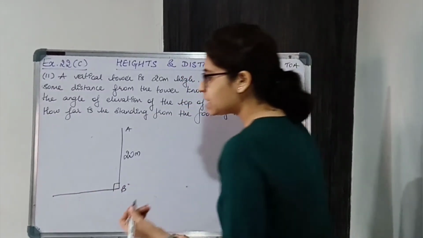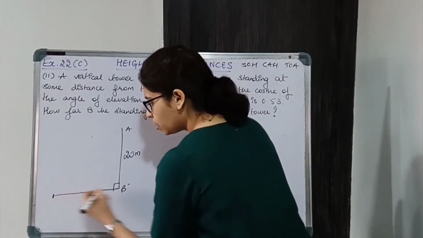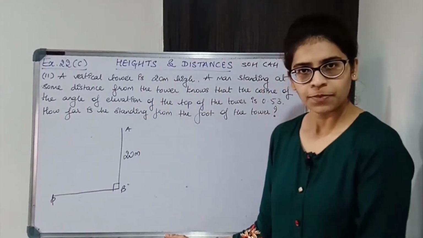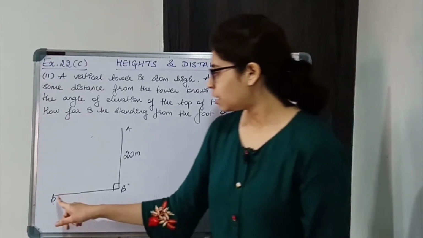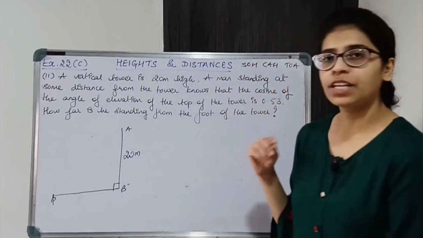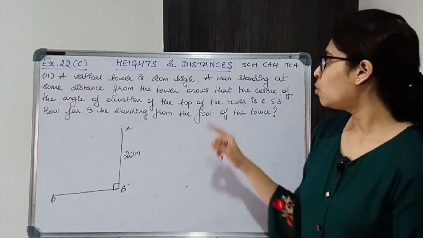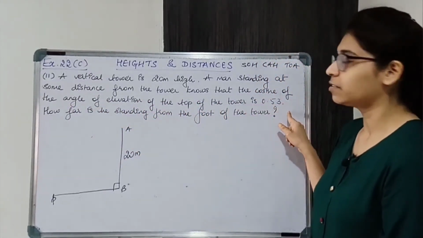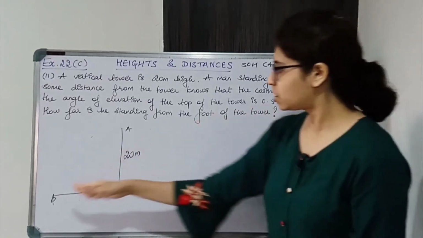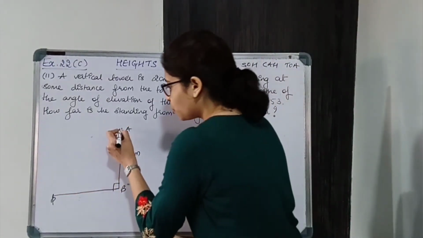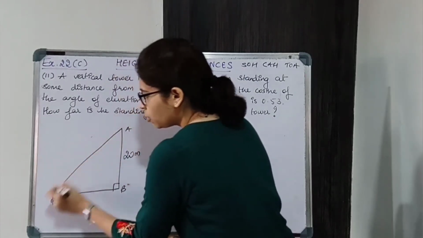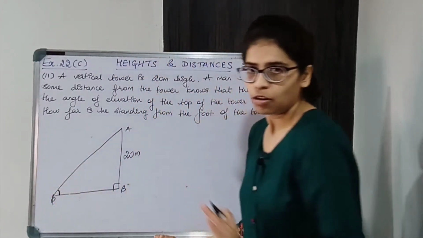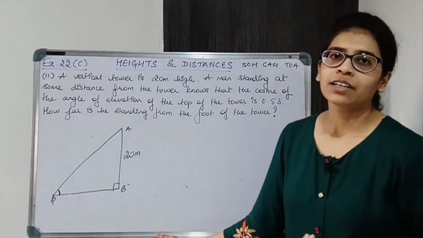Okay. Let's say the man is standing at some distance from the tower. So let's say he is standing at point P. Now he is standing at point P and he is observing the top of the tower. So he knows that the cosine of the angle of elevation of the top of the tower is 0.53. So he is observing the top of the tower. So this will be the line of sight, this will be the horizontal, the angle in between will be the angle of elevation. Now are we given the angle of elevation?